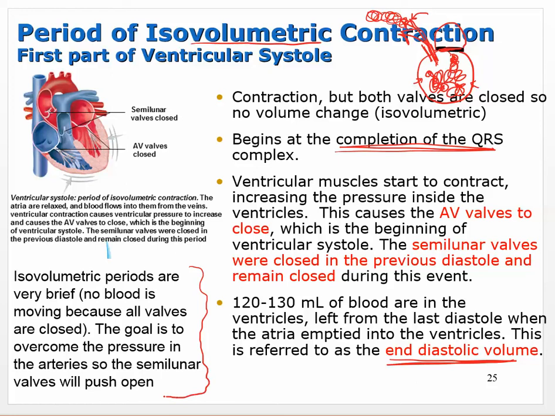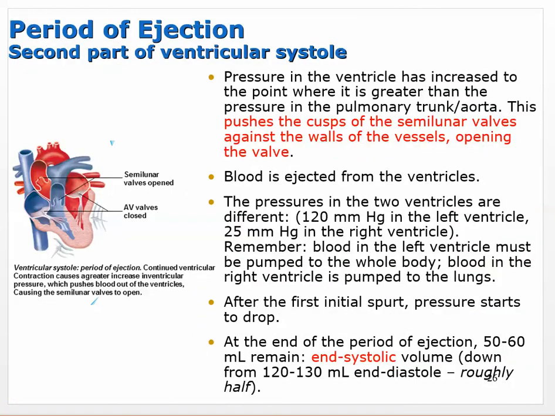The goal is to overcome the pressure in the arteries. And yes, I know I was talking specifically about the left side or aorta, but in the arteries, these semilunar valves will push open. Okay, and then they finally open. Fantastic. The AV valves are still closed, but the semilunar valve popped open, and now blood is flowing out of the ventricle. That's the second part of ventricular systole.